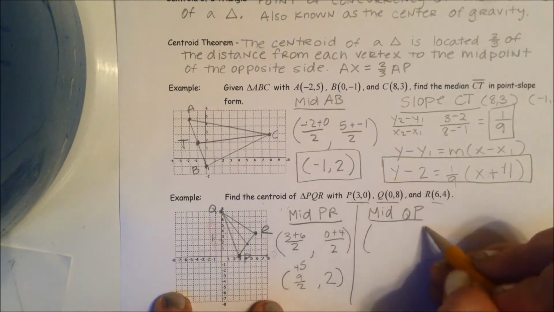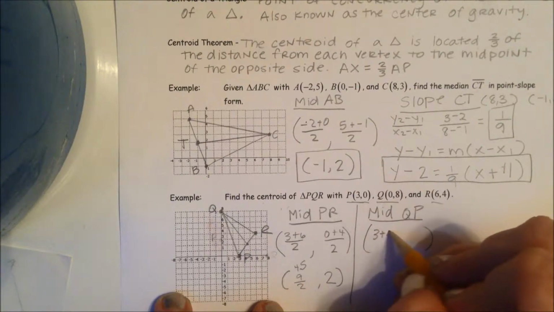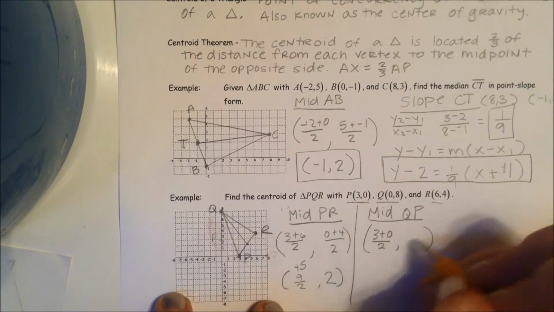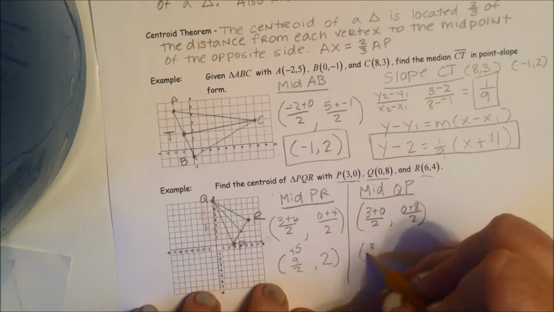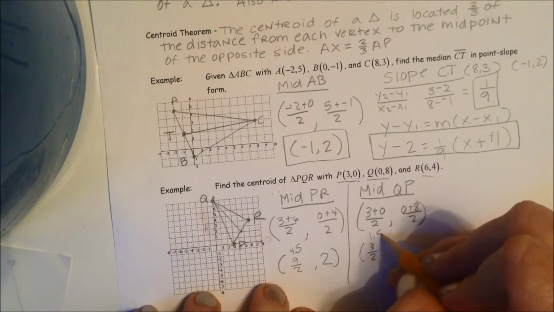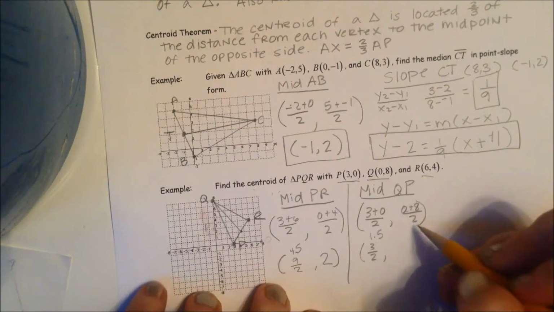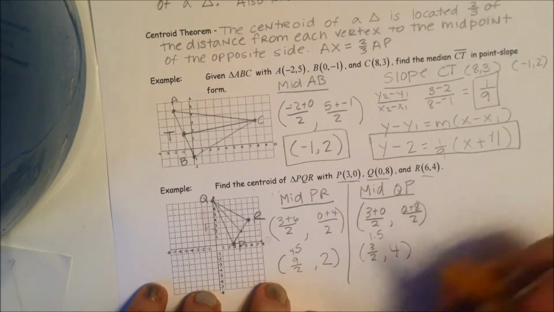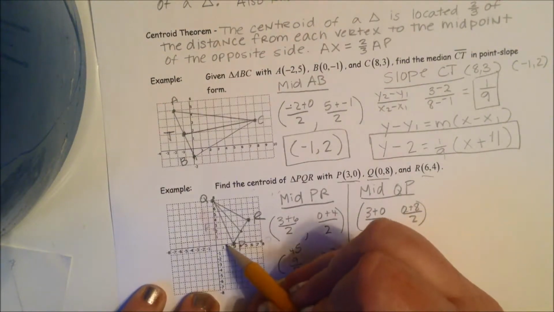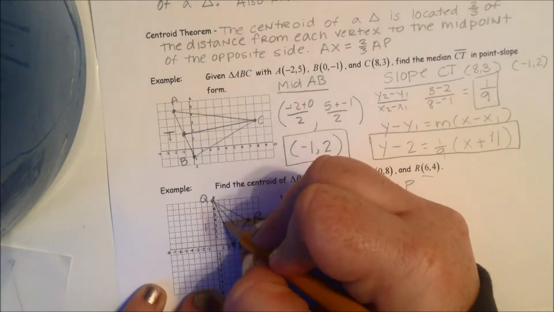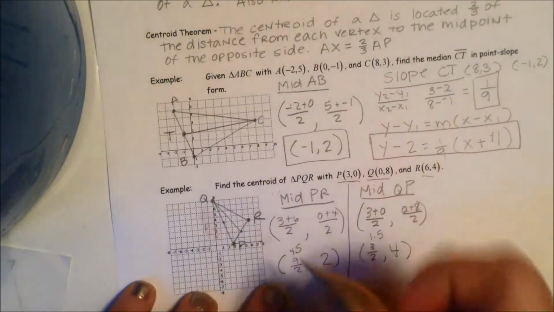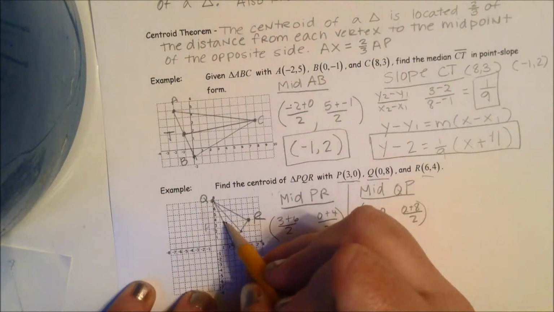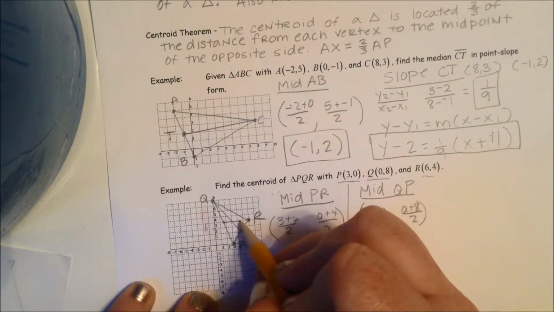3 plus 0 divided by 2, and 0 plus 8 divided by 2. So 3 plus 0 divided by 2 is 3/2, which we know is the same thing as 1.5. And 0 plus 8 divided by 2 is 4. So let's see, 1.5 and 4 would be right about there. So I'm going to go ahead and draw a line connecting this midpoint with R.